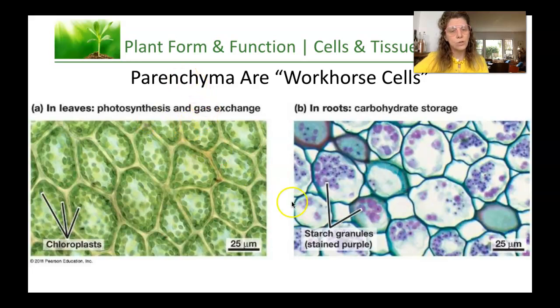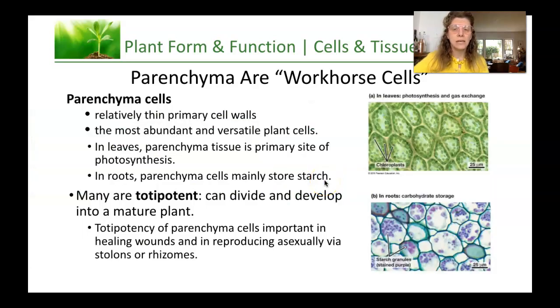And if you looked at them under a microscope, you would see those starch granules like in a potato. Parenchyma cells have relatively thin primary cell walls. They're the most abundant and versatile plant cells. And as I mentioned already, in leaves, they're the primary site of photosynthesis, and in the roots, they're where we see the storage of starch. Most are totipotent, which means they can divide and develop into a mature plant.